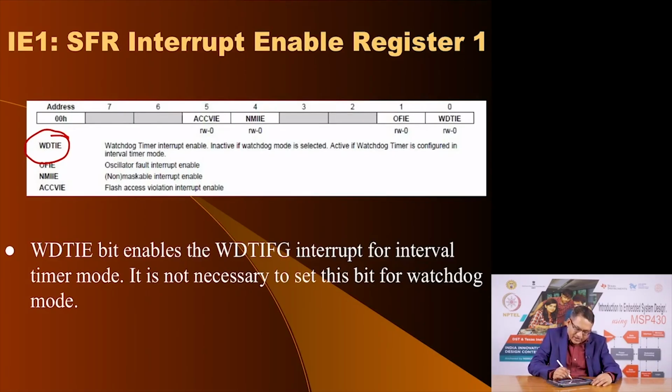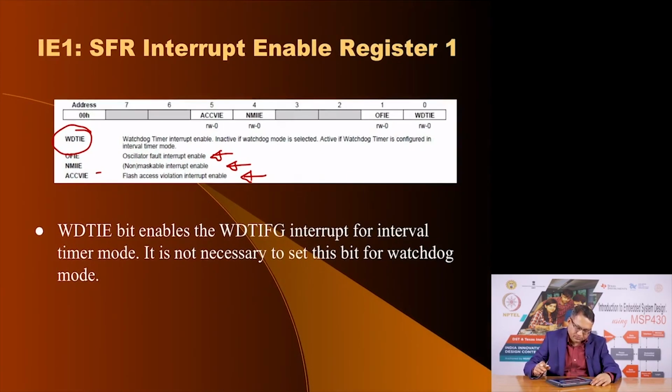The other is the oscillator fault. If there is a fault in the oscillator, this bit will be set to 1. This is when the NMI interrupt happens. And the last one is whenever you try to access regions of flash memory which are not accessible to you, this interrupt will be enabled, meaning an interrupt will be generated when you try to access flash memory which you should not, and so on. The important point to note here is that this bit is only applicable for the watchdog timer in timer mode, not in the watchdog mode.